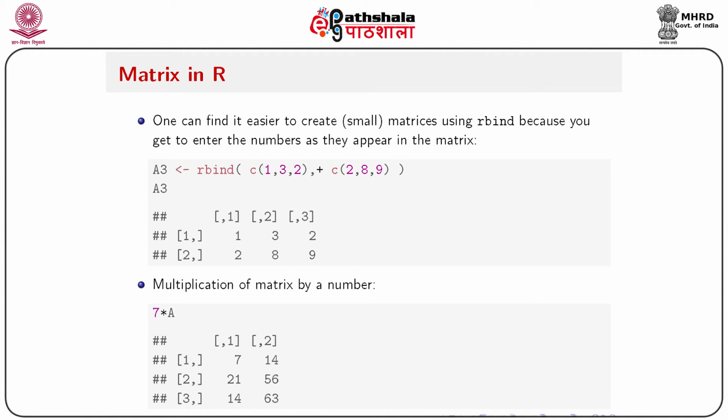And if someone wants to multiply a scalar to a matrix, it means that the scalar will be multiplied to all the elements of the matrix. So similarly to a vector, you can use the asterisk, say 7 asterisk A. So automatically the 7 will be multiplied to all the elements of the 3 by 2 matrix.